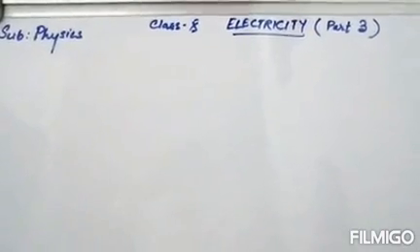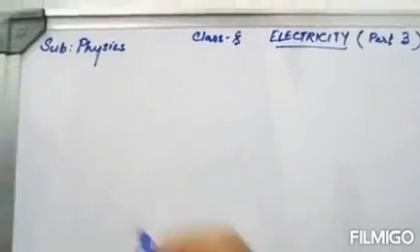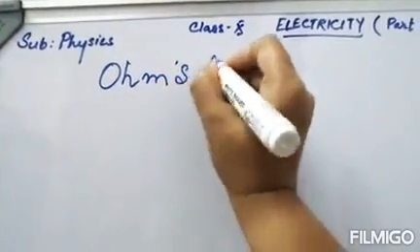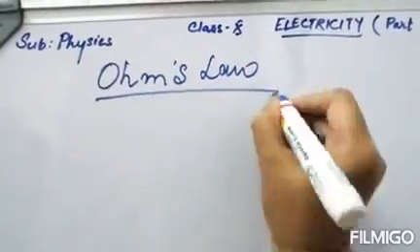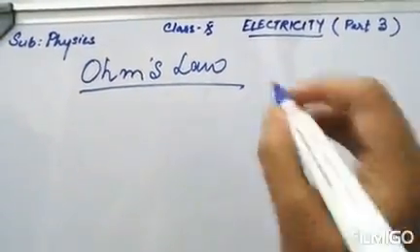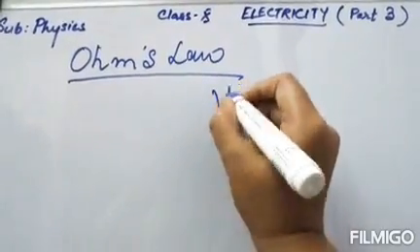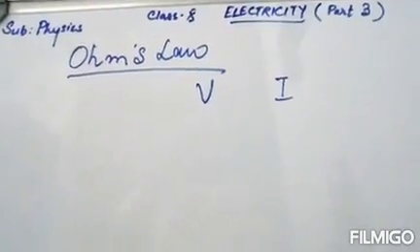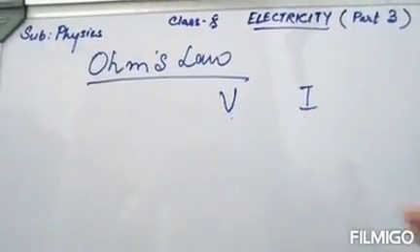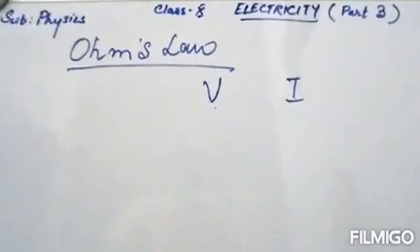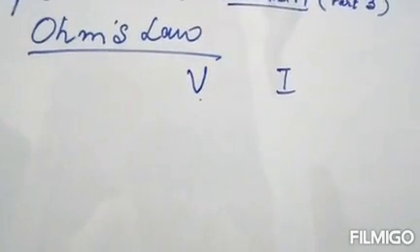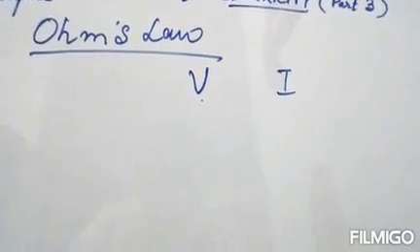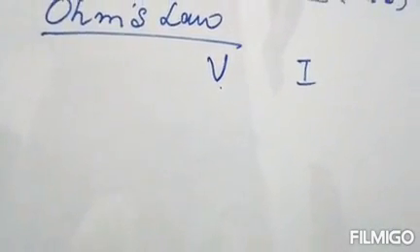Now, as we have discussed earlier, we will be talking about one kind of law which is known as Ohm's law. For Ohm's law we need to know about three terms. First is V and I, and the third term we will be talking about later on. What is V? V is the potential difference, correct? And what is I? I is the current flowing through the circuit, right?